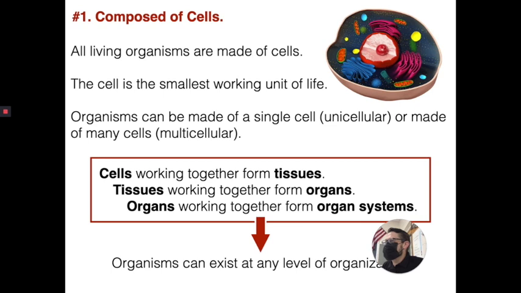We organize cells in a couple of different ways, and you're probably familiar with these terms. If we have a bunch of similar cells all working together, they form what we call a tissue.